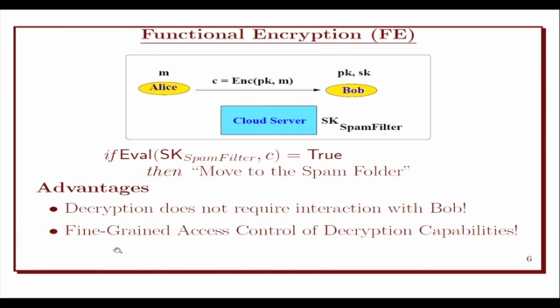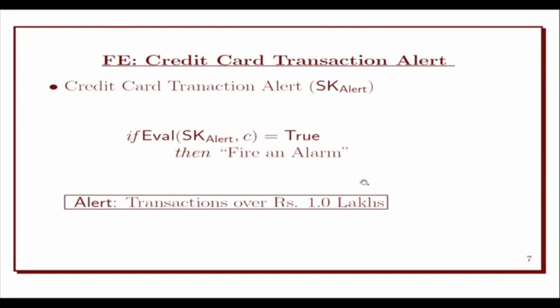So, and also we can have the fine grain access control or access structure for decryption capability. So, this is the more general version. We have another example, suppose credit card transaction. Say we have an alert, this is the functionality: if the transaction is over 1 lakh, then we must fire an alarm. So, this is the functionality.